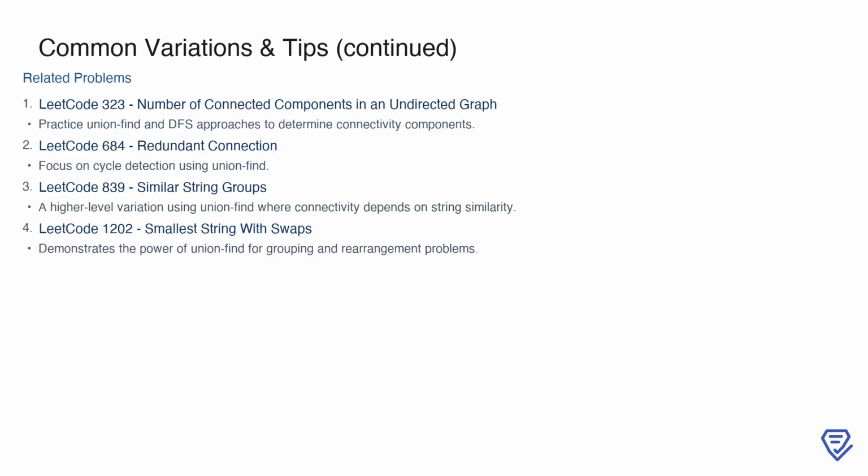Another interesting variation is LeetCode 839, which deals with similar string groups. Here, connectivity is determined by string similarity, providing a higher-level application of union find. Finally, LeetCode 1202, smallest string with swaps, demonstrates how union find can be applied to grouping and rearranging elements based on connectivity. These problems not only reinforce the core concepts but also expose you to different ways of applying them.